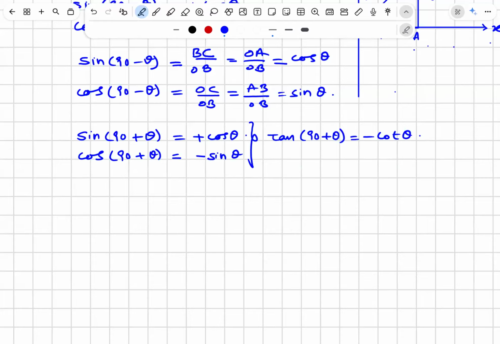reciprocal, cot 90 plus theta is minus tan.